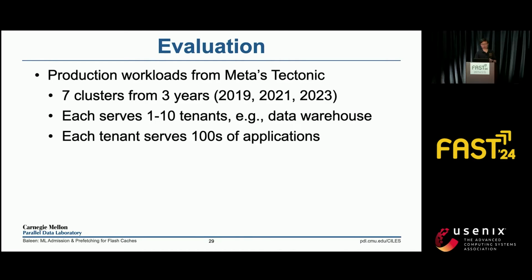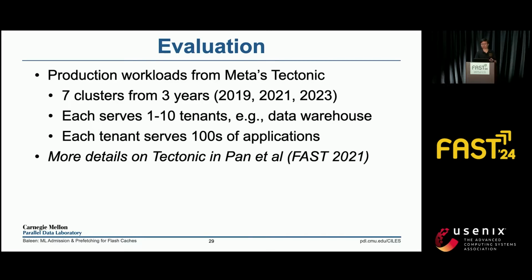So in our evaluation, we evaluated on 7 production workloads from Meta. Each of those workloads comes from one of those huge classes that I mentioned, and there are lots of tenants like data warehouse and blob storage, and each of those tenants in turn serves hundreds of applications. There's more detail on that in the Tectonic paper, and we have also released the traces and the simulator code that we have used in this paper.